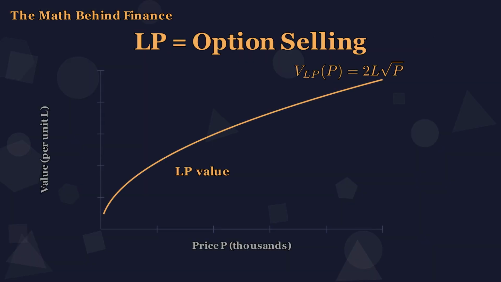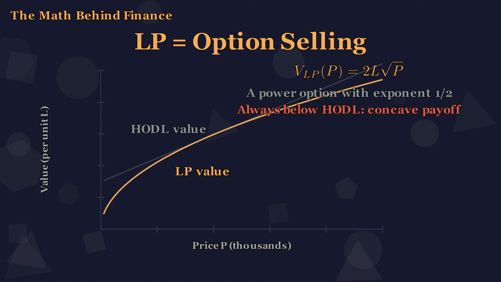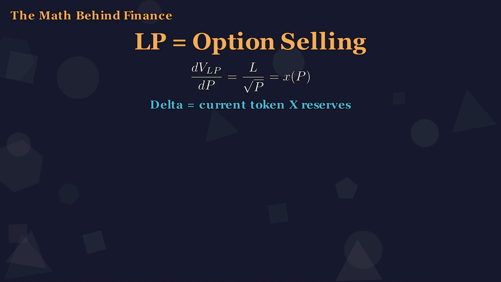Now let us make the option selling analogy rigorous. The value of a full-range LP position is V equals 2L square root of P. This is a power option with exponent 1/2. Notice the shape. It curves below the straight HODL line. That concavity is the entire story. Take the first derivative, delta equals L over square root of P. This is exactly X of P, the amount of token X the LP holds at price P. Your delta is your reserves.